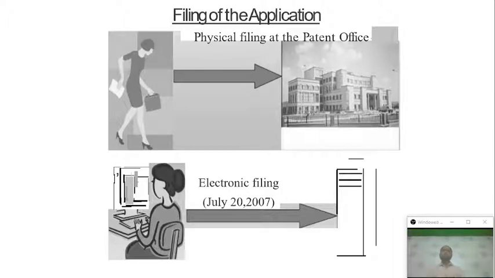You can file a patent either by visiting the IPO office and filing your patent in hard copy on the counter, or you can file your patent through electronic means. From July 20, 2007 it is now available. You can log into the IPO address, fill in your patent and file it very comfortably from your office.